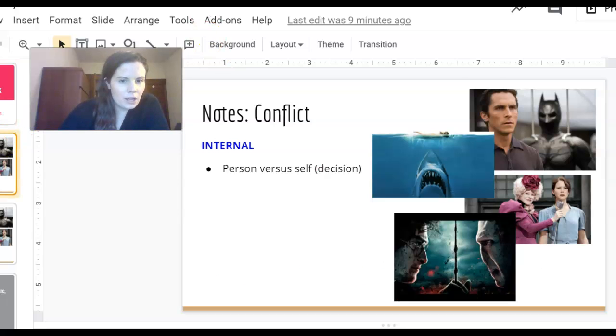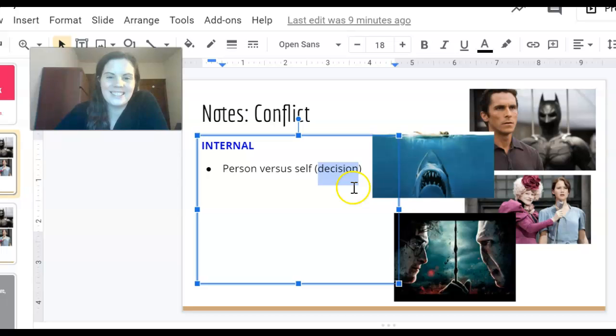So every story needs to have a conflict, right? That's what drives a plot of a story. And we're going to classify these as internal and external. So our first notes we're going to take is an internal type of conflict, and this is a person versus self, right? Internal means inside. That means the conflict is inside the character's head or situation. So when we're talking about person versus self, a good keyword is decision.